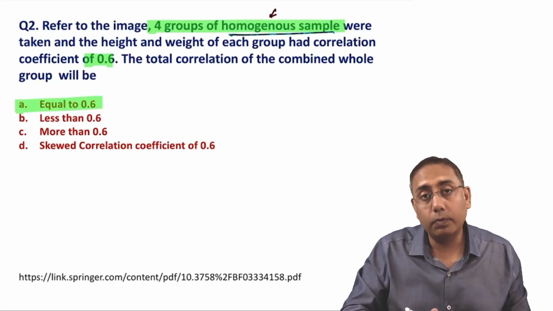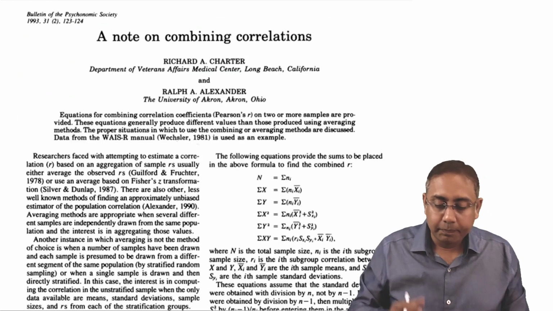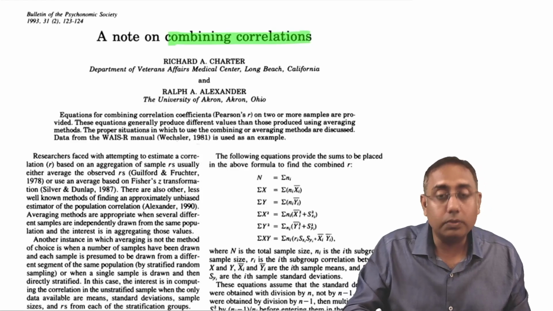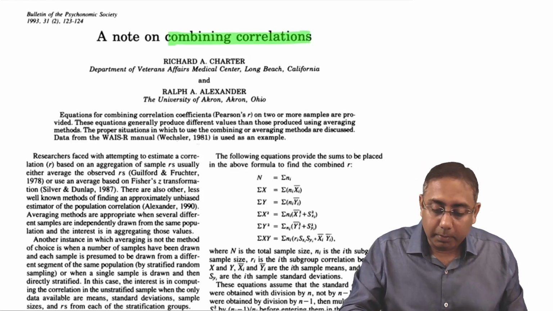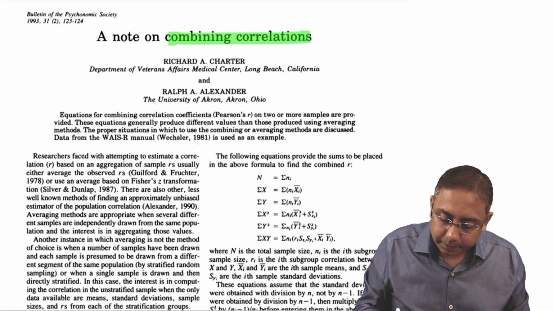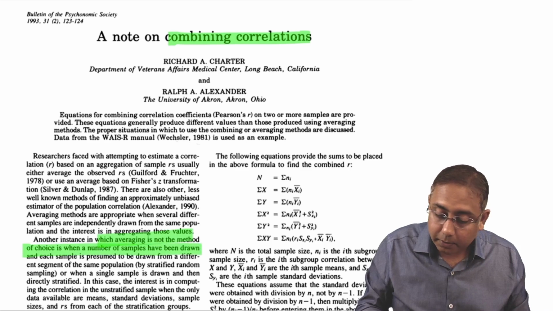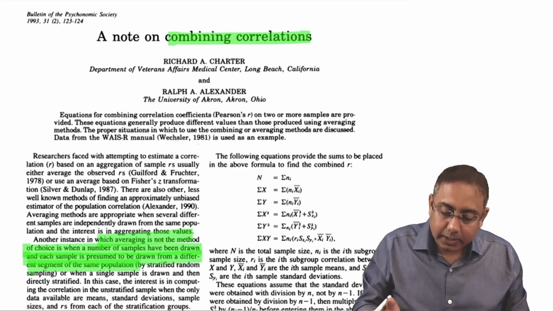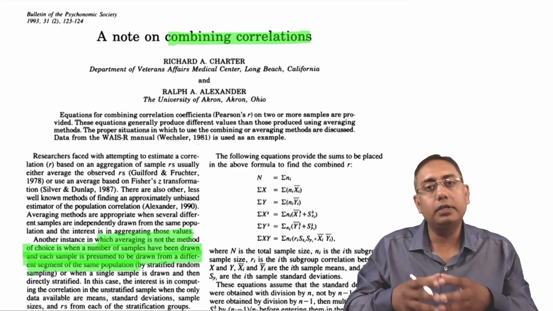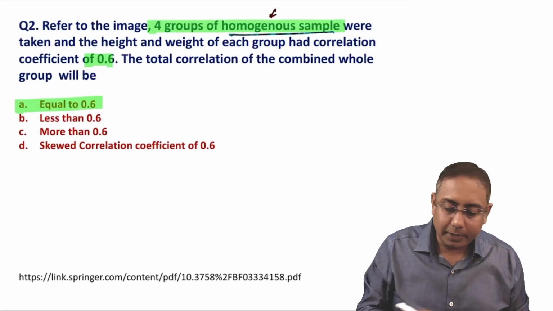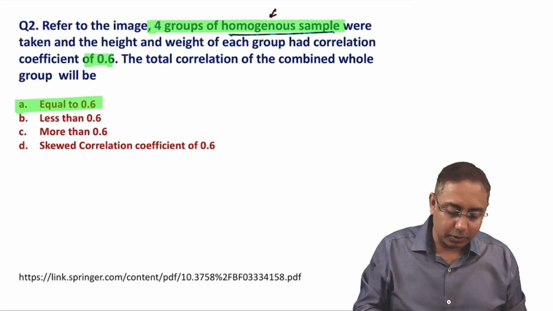So the best answer over here would be equal to 6. There was a very old time study on combining correlations. There was an article on this by Richard A. Charter. You can read that averaging is not the method of choice when a number of samples have been drawn and each sample is drawn from a different segment of the same population. But in case you are taking from the same homogeneous population, you can use simple averages. So the best answer over here would be equal to 0.6.